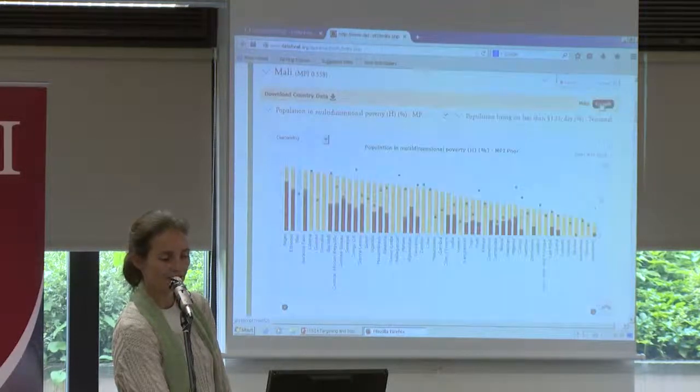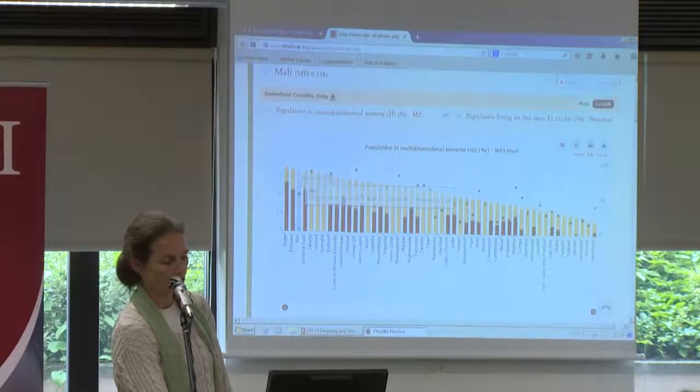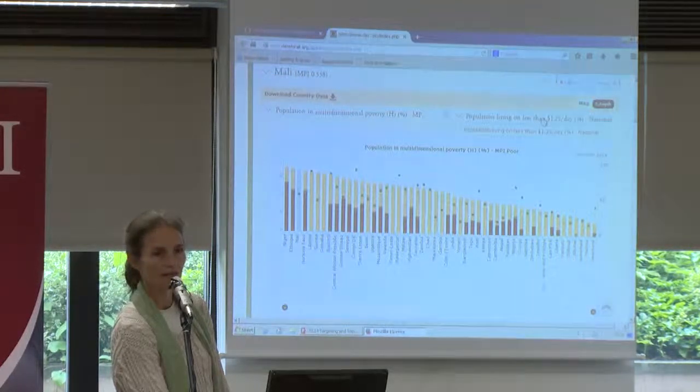So this is the headcount of Mali as a map. If you scroll over it, you'll get the percentage of people who are multidimensionally poor in each region. If you hit graph, then you will have the graph where Mali's entry is in gray and indicated, and you can see the headcount of people who are multidimensionally poor and the headcount of people who are destitute, and the black dot being the headcount of people who are income poor on less than $1.25 a day.